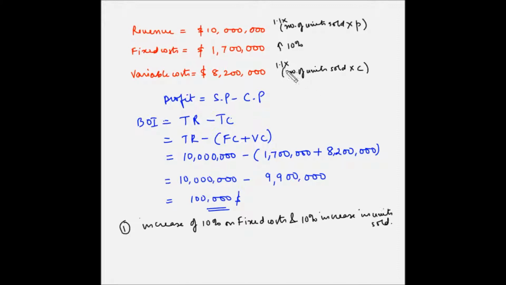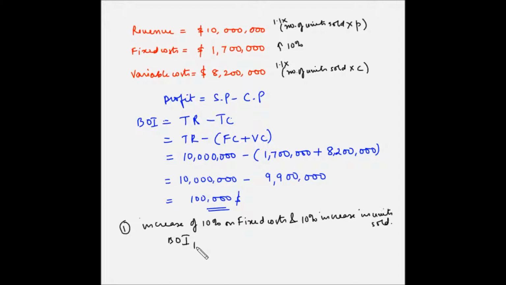Now here we are assuming that if we are increasing the sales or the number of units which are selling in the market, then we have to produce that many numbers in our production facility, and therefore the cost of production is also going to increase. So now let's find out the impact on the budgeted operating income.